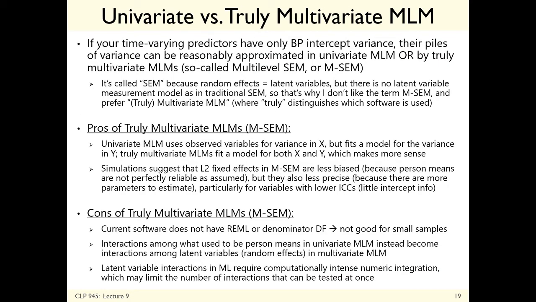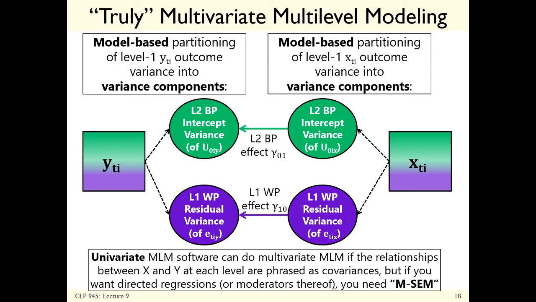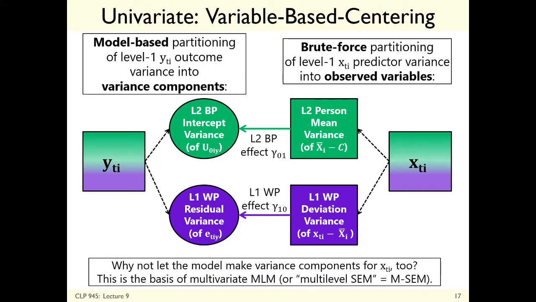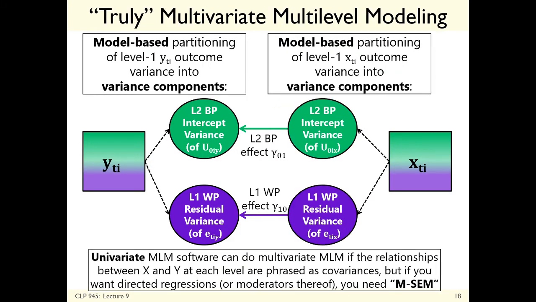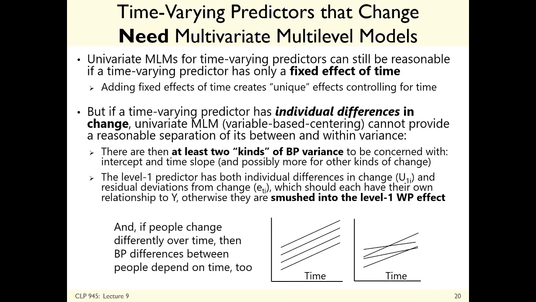So when you have variables in which there's only two kinds of variance, people differ in their mean and that's it, people have residual variation around those means, you can make an argument, reasonably so, as to whether you want to do boxes, univariate, or circles for everybody, multivariate. However, where you don't get the choice anymore is if the predictor itself has more than just between person mean variation.